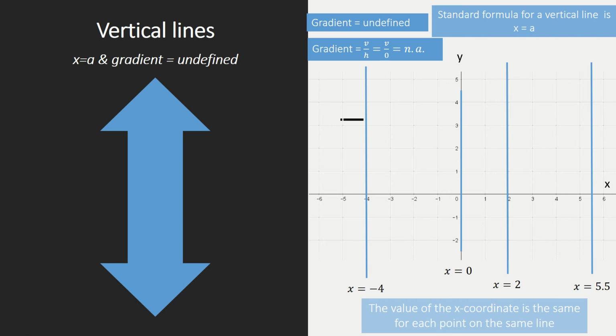The last thing that you must know is that the value of the x-coordinate is the same for each point on the same line. For this point over here, it is (-4, 3), since we have minus 4 steps on the x-axis and 3 up on the y. Over here, (-4, 2) and (-4, 1). So for each point in this line, the x-coordinate is equal to minus 4 and the y-coordinate can differ. Over here, all the x-coordinates are equal to 0, over here to 2, and over here equal to 5.5.